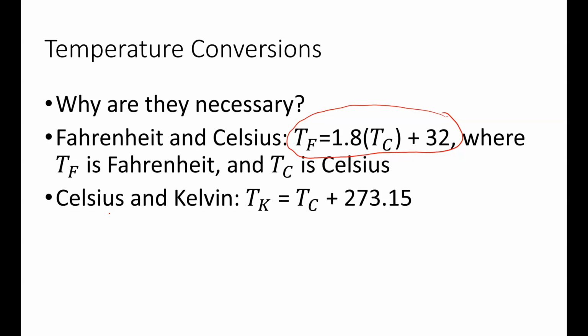Celsius and Kelvin. For Kelvin, you take the Celsius temperature and you simply add 273.15, or sometimes it's just written as TK equals TC plus 273. It would depend on your significant figures. If your initial temperature in Celsius or Kelvin is recorded to just the whole number, you would just need the whole number value. If it's recorded to 2 decimal places, you can use the 2 decimal place value.